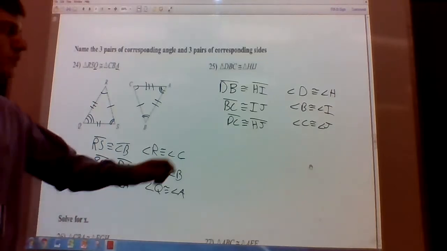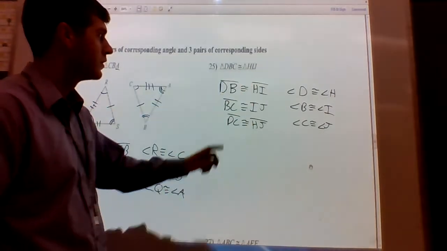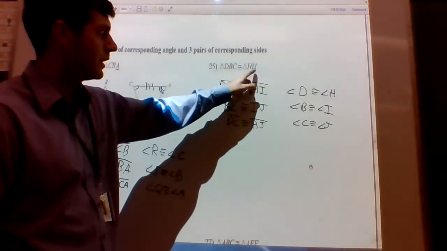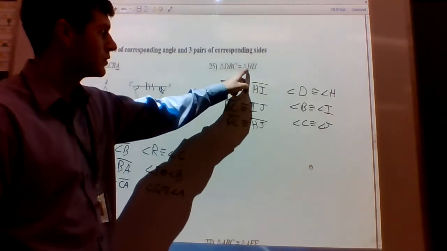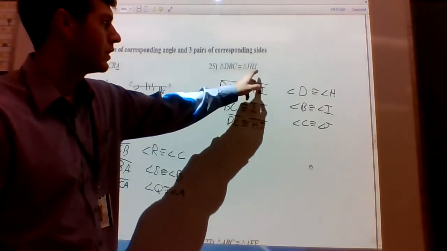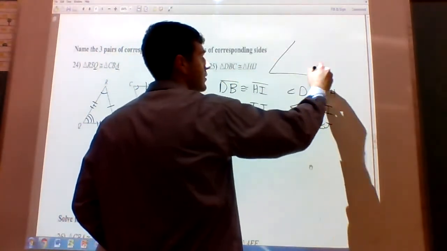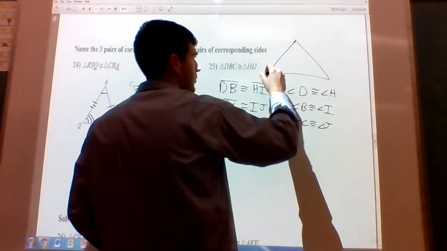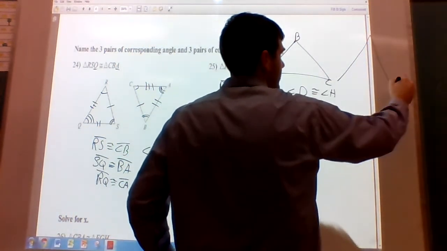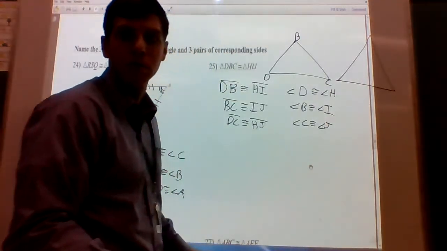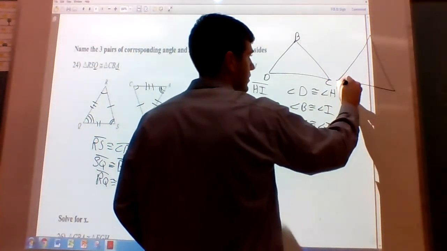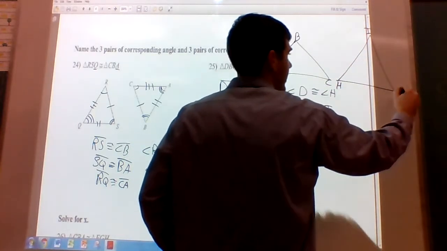Just go in order. DB is congruent to HI. BC is congruent to IJ. DC is congruent to HJ. Angle D is congruent to angle H. Angle B is congruent to angle I. And angle C is congruent to angle J. So for you to draw them in order, D, B, C, then draw the exact same triangle and name them H, I, J.